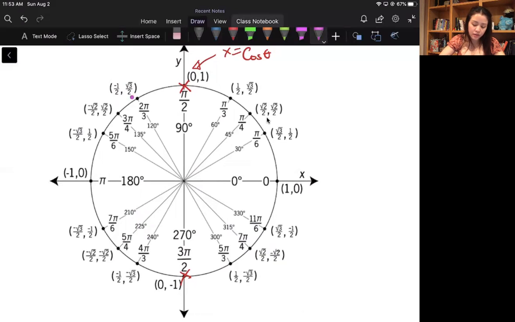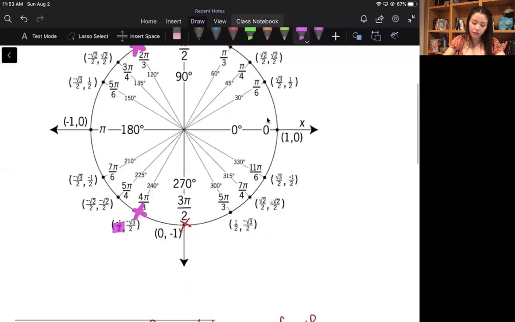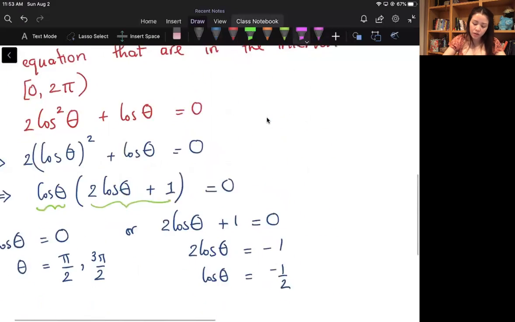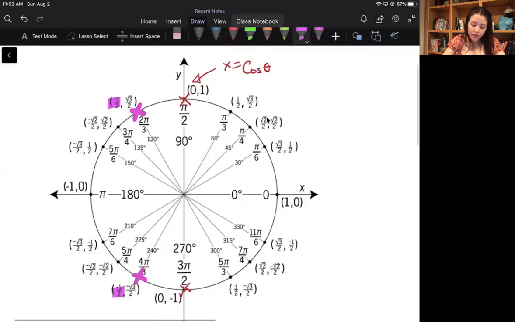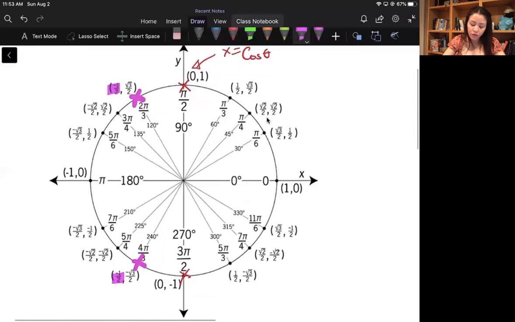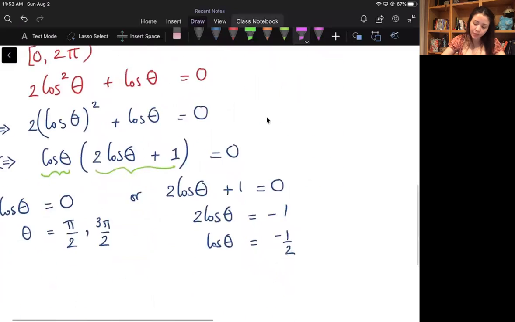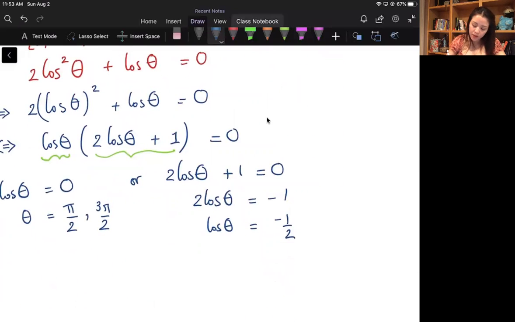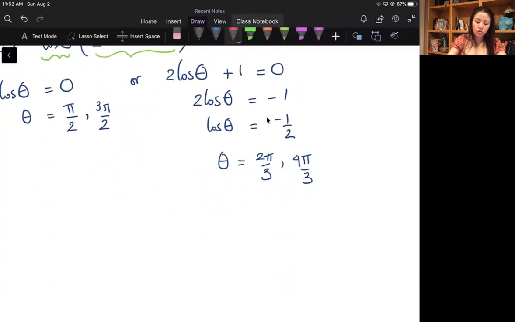I see it's here, and here, because you've got -1/2 here and -1/2 here. So it's at 2 pi over 3 and 4 pi over 3. So cosine theta equals -1/2 when theta equals 2 pi over 3 and 4 pi over 3. So altogether you have 4 solutions right there.